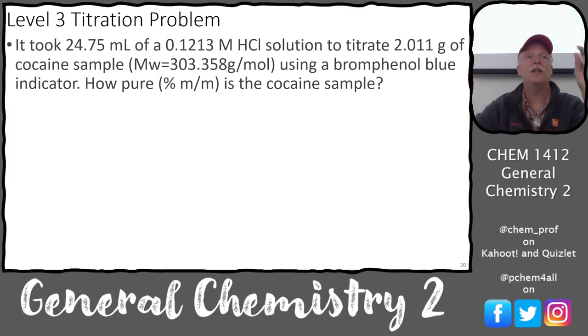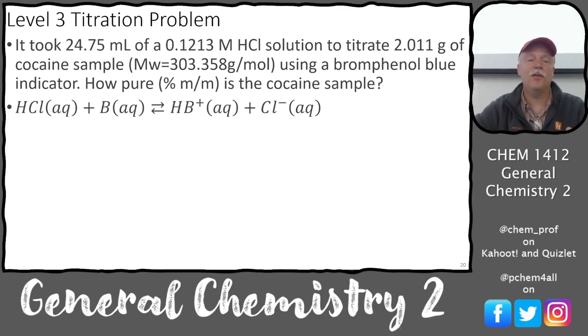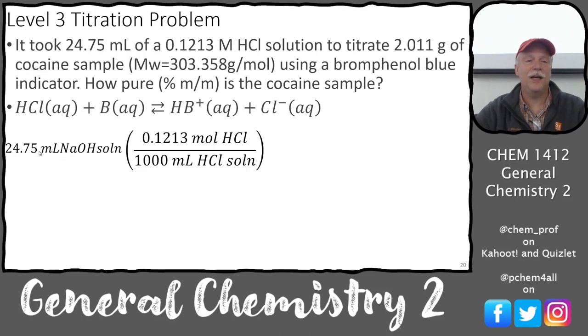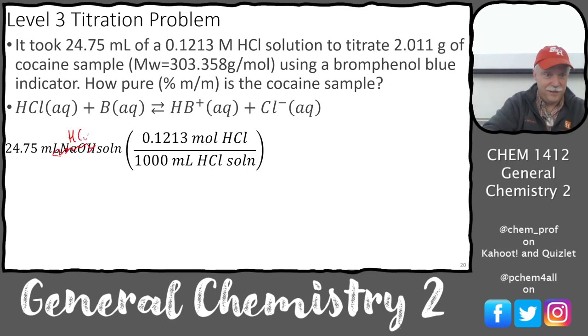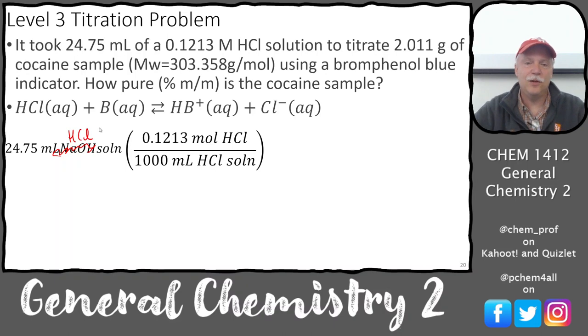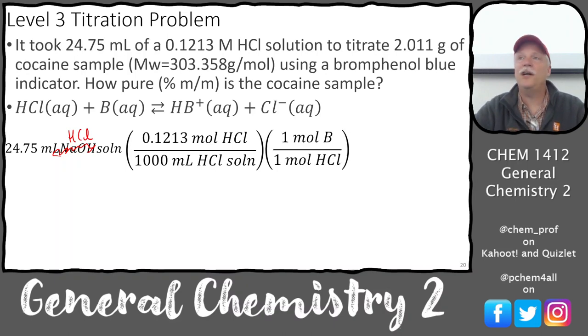We need the moles, convert to grams, and then we take part over whole. I don't want to write out the structure of cocaine, so I'm going to use B for base, which is cocaine. It reacts with acid. I have protonated cocaine. You've got the structure on the previous page. It's just too long to write. So here's the mils of acid, the molarity. That's a typo. Woo, caught it. Mils of HCl to moles of HCl. 1-to-1 ratio, nothing tough there.